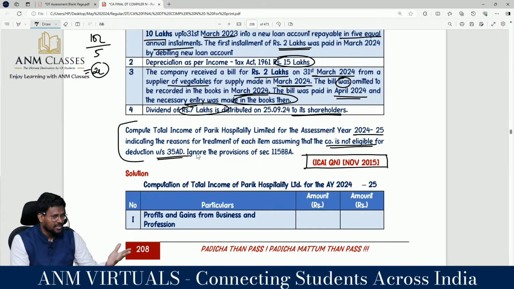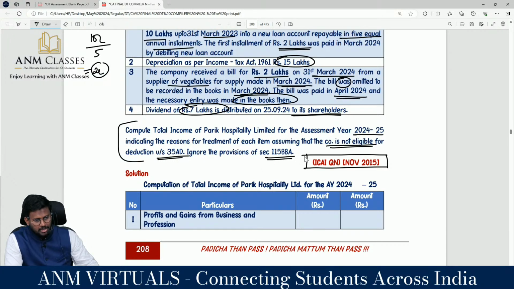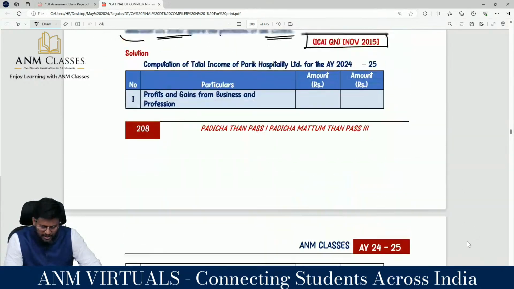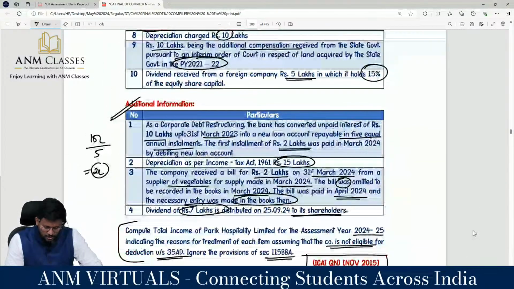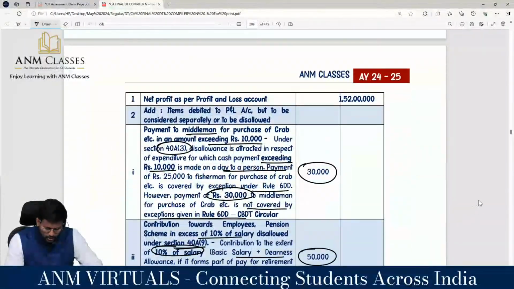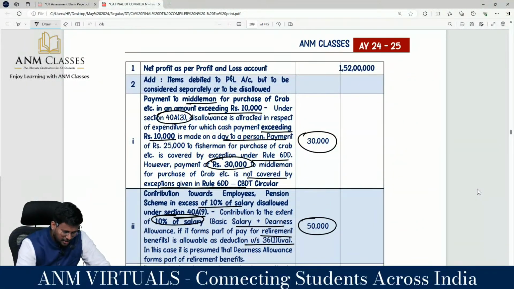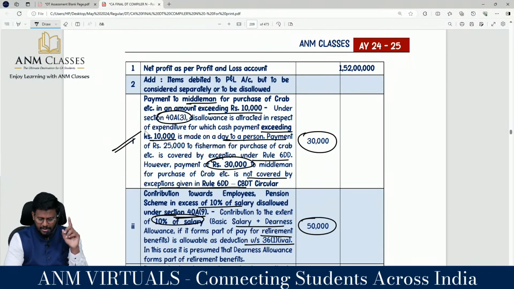So for the 2 star, there is no need to rack your brain like that. Ignore the provisions of 115BBA. There is no need to go into the concessional rate of tax either. So what is the net profit as per P&L? 152 lakhs. Sir, confirm it. What should be added back? Middleman's amount, how many rupees? Then on the calculator, put 152 lakhs and add 30,000.